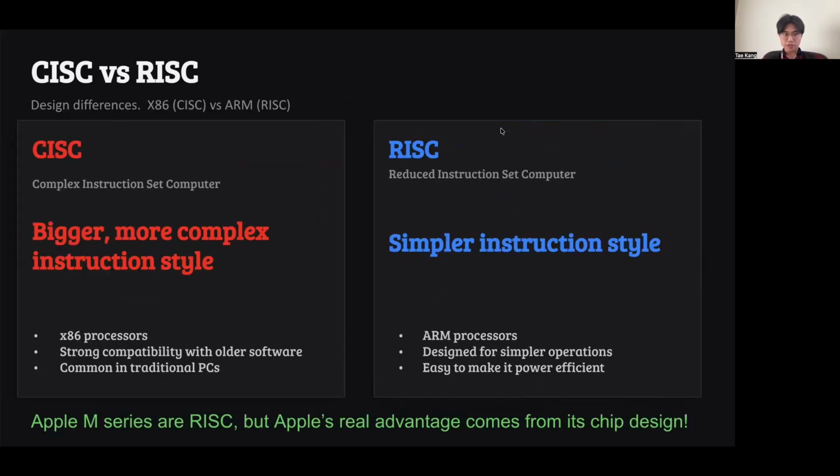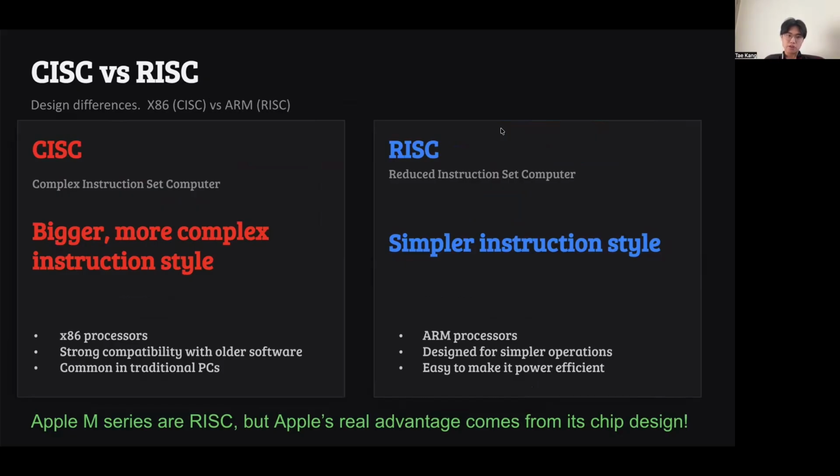CISC versus RISC. CISC stands for Complex Instruction Set Computer, and RISC stands for Reduced Instruction Set Computer. These are design differences. x86 is an example of CISC, and Apple M series are an example of RISC. CISC design has a bigger, more complex instruction style, and RISC has a simpler instruction style.